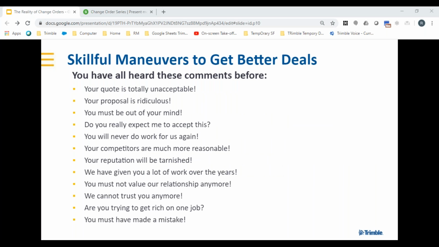Watch for these skillful maneuvers that you're going to get from the client. You've heard most of these. So these are a good list to keep, a good list to practice your responses to these types of things. Keep in mind your responses will shift depending on whether this is a controlled change or a directed change. Some of these things are going to shift in how you respond.